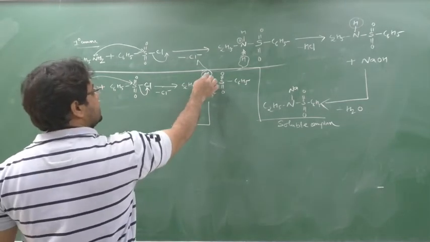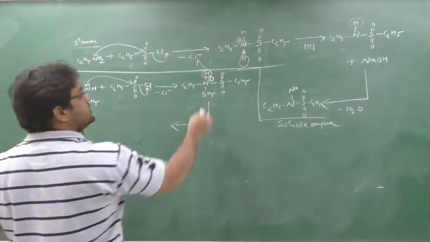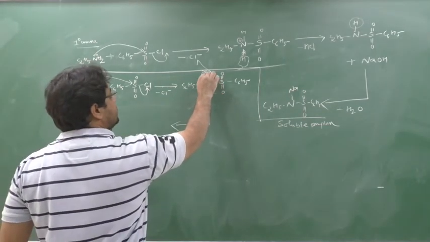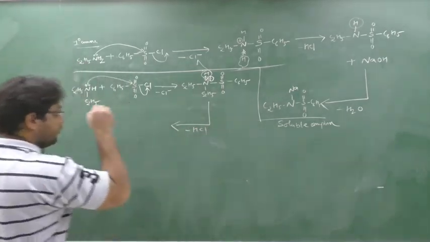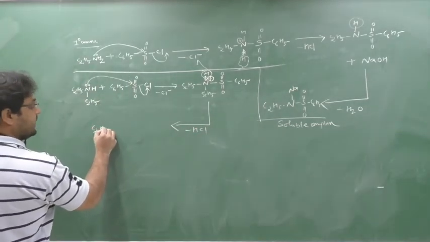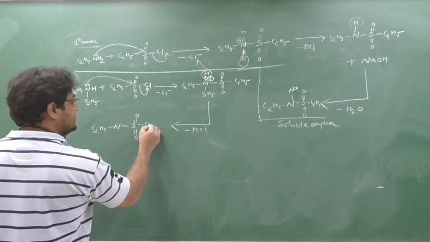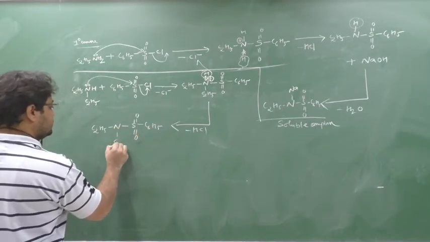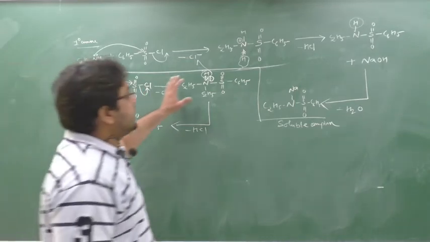This nitrogen, which has donated the electron, now has a plus charge. To satisfy the plus charge, this nitrogen will attract the electron from this H, which will be removed as H plus, and HCl will be generated. What is the final product? See here, C2H5 N S double bond O C6H5 C2H5, with one lone pair. Up to here I have reached.